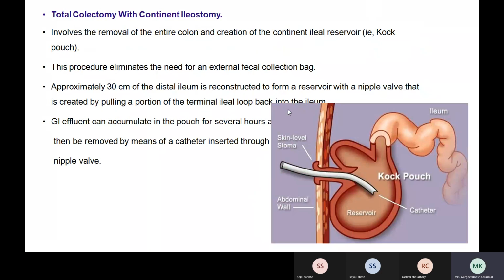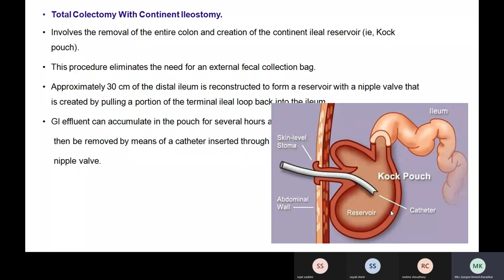Now, the second type of surgery is called total colectomy with continent ileostomy. Okay. So what is this? It involves the removal of the entire colon and creation of a continent ileal reservoir. It is called the Kock pouch. You can see here, you have the Kock pouch. Okay, how is it created? This procedure will eliminate the need for an external fecal collection bag.